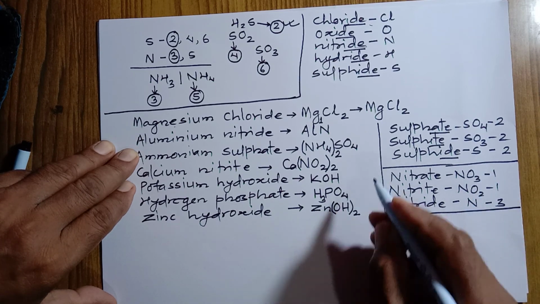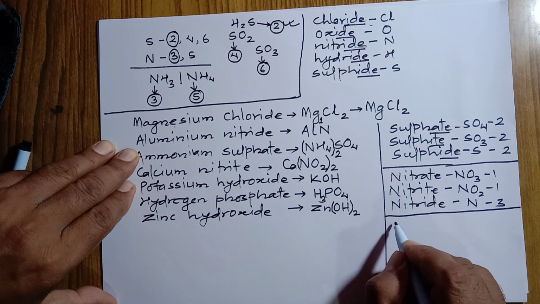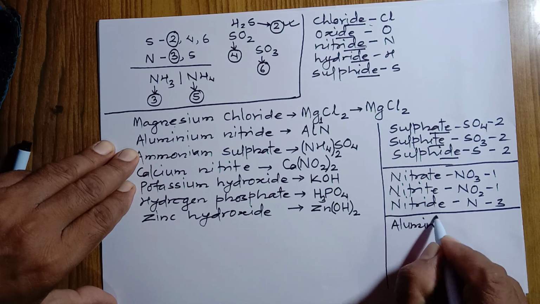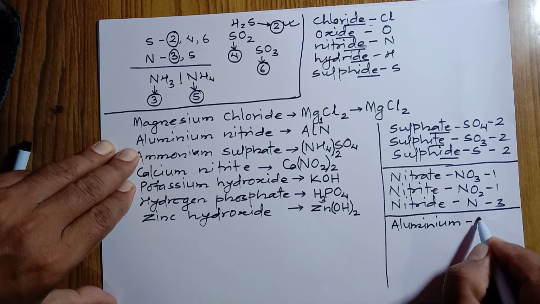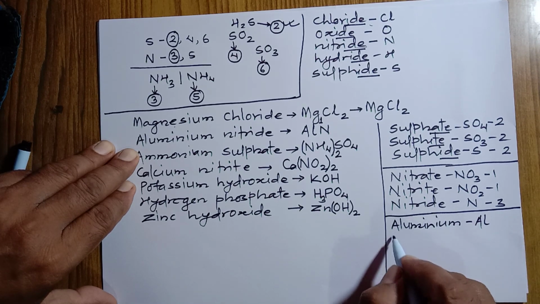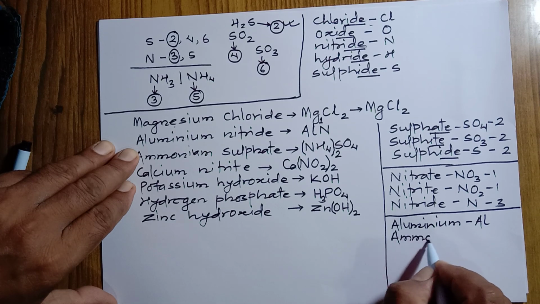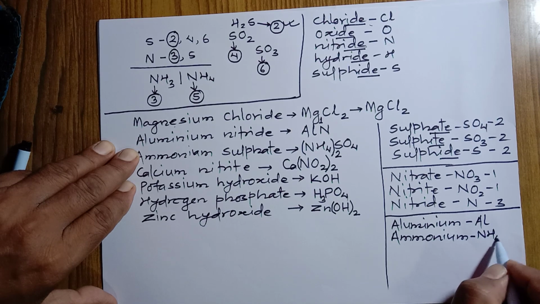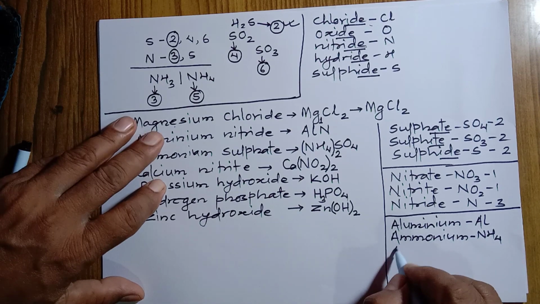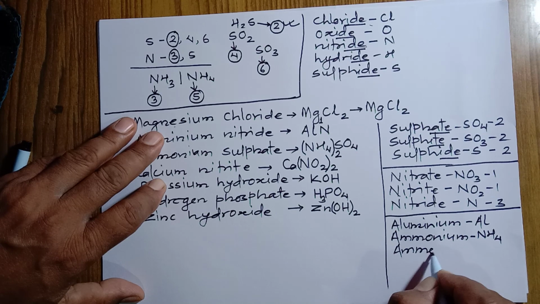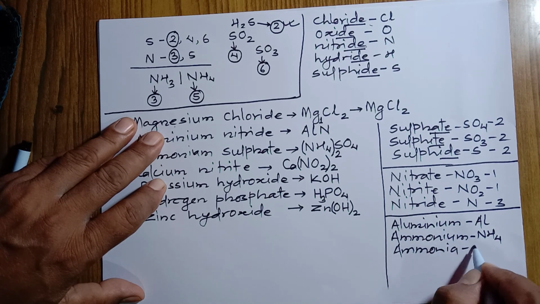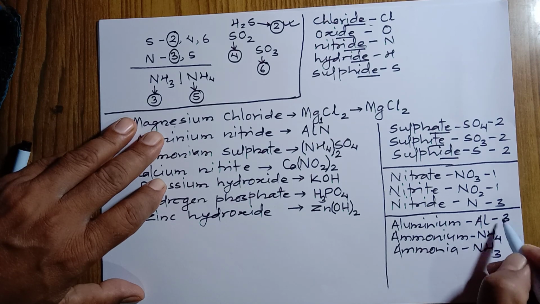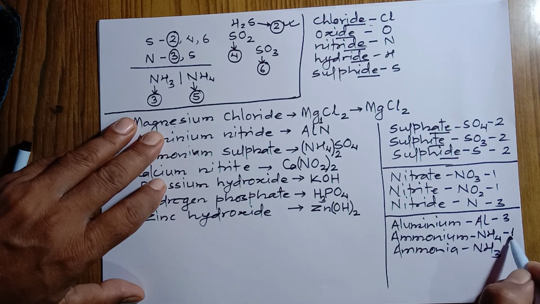In the same way, there is another confusion I want to make very clear. Aluminium means an element, Al. But ammonium means NH4. This is a radical. And ammonia, ammonia is a compound. Look at this: aluminium's valency is 3, and the ammonium radical's valency is 1.